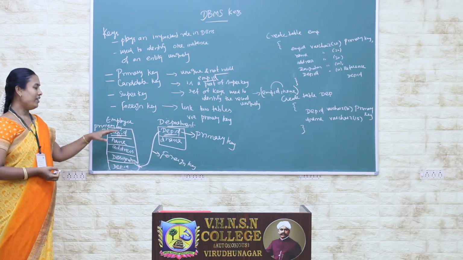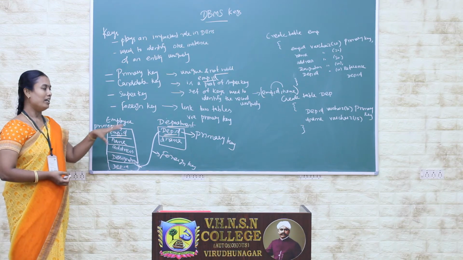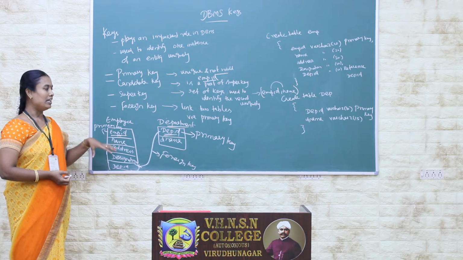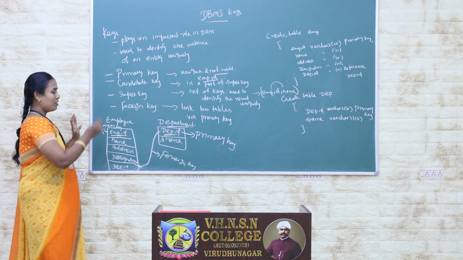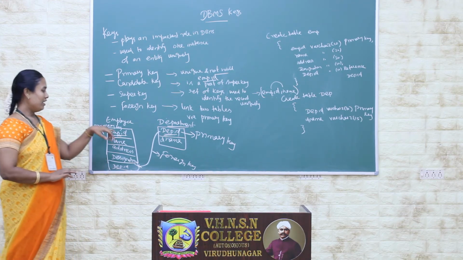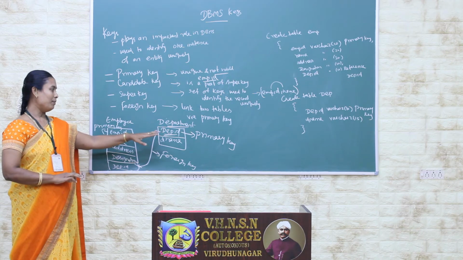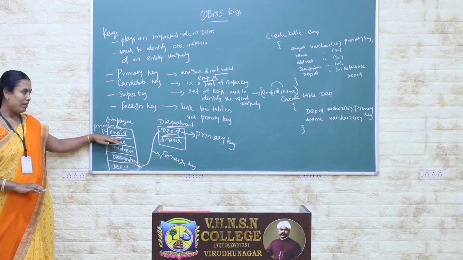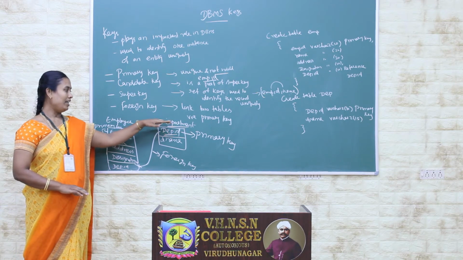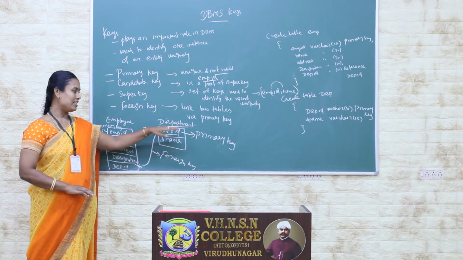Okay, each and every employee works under one department, so we can enter the department ID for each and every employee. Can you identify it clearly? Here I have two tables, employee and department. In the employee table, employee ID is the primary key. Likewise, in the department table, department ID is the primary key.